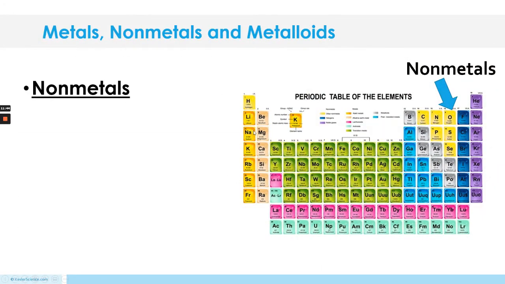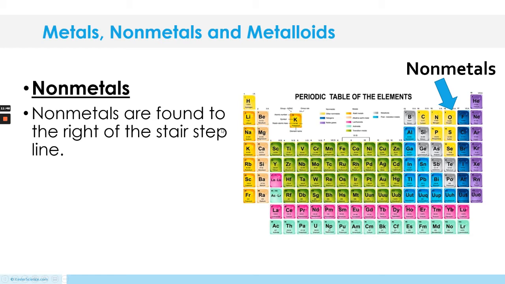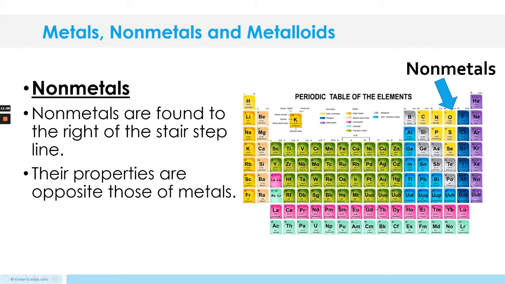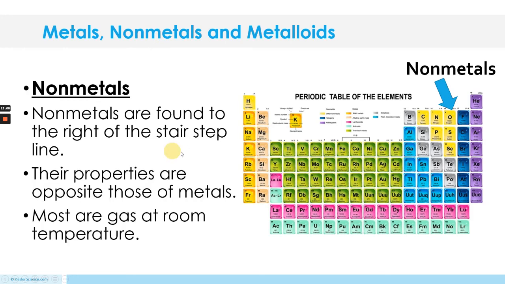Next, we have nonmetals. Nonmetals are basically the opposite of metals. They're on the other side of the stair step. So we have that zigzag in the middle, and they're on the other side, on the right side. So we have very few nonmetals. Their properties are the opposite of metals, and most of these are gases at room temperature.